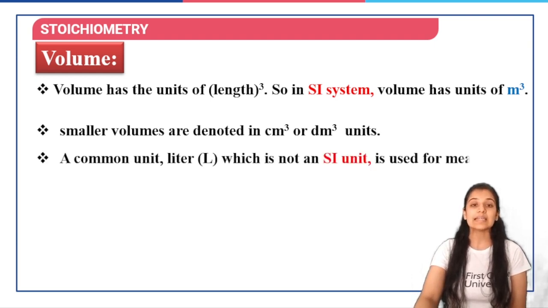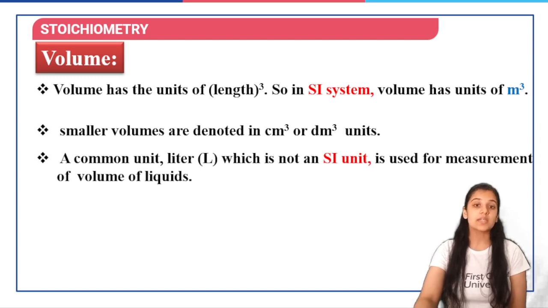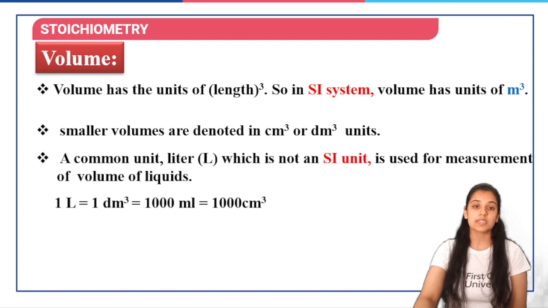A common unit, liter, which is not an SI unit, is also commonly used for the measurement of volumes of liquids. See this relation, 1 liter and 1 decimeter cube are the same thing. That is equal to 1000 ml. 1 liter is equal to 1000 ml. 1 decimeter cube is equal to 1000 centimeter cube. So this is how you can remember.